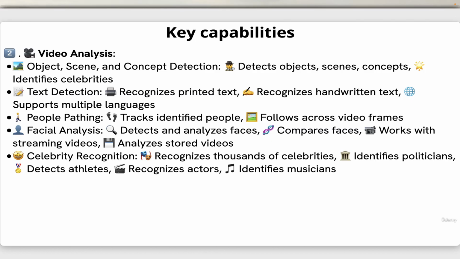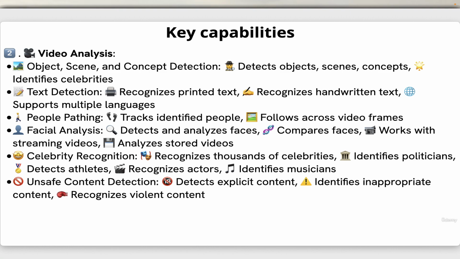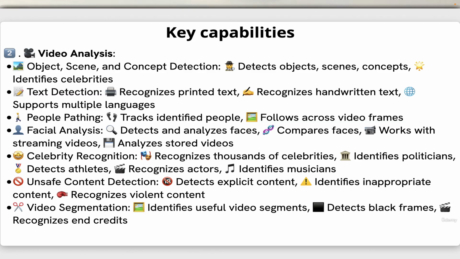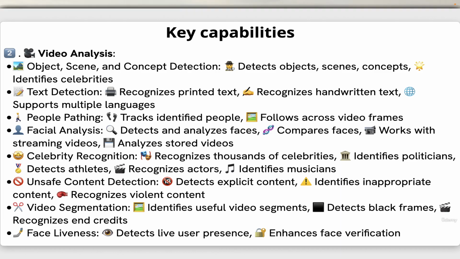Celebrity recognition. You can recognize tens of thousands of celebrities in your stored videos across different categories such as politicians, athletes, actors, and musicians. Then unsafe content detection. It can detect explicit, inappropriate, and violent content in videos. Video segmentation. It can automatically identify useful segments of videos such as black frames and end credits. Face liveness. It can detect if a live user is present during face verification.